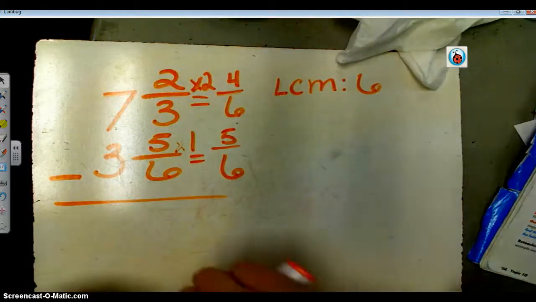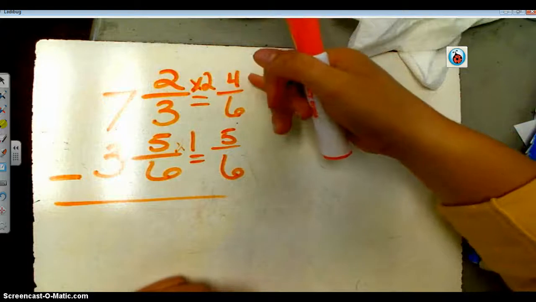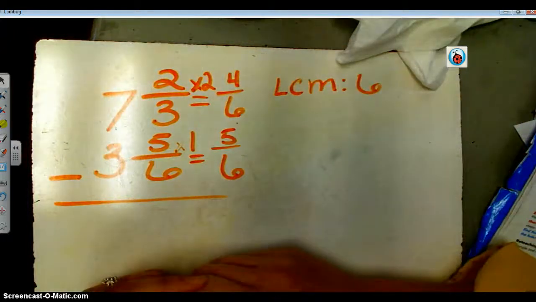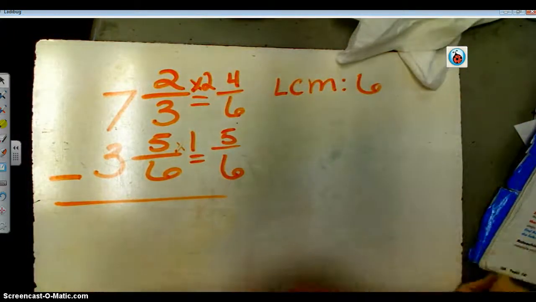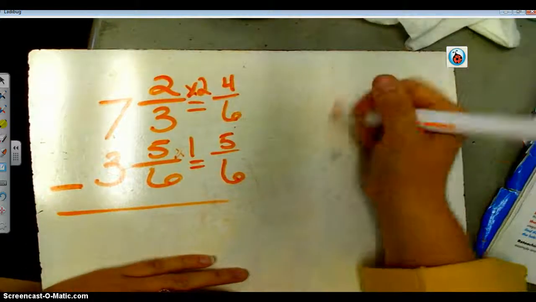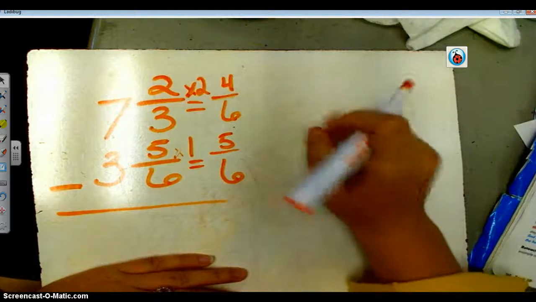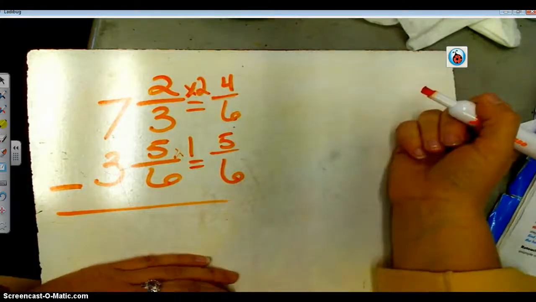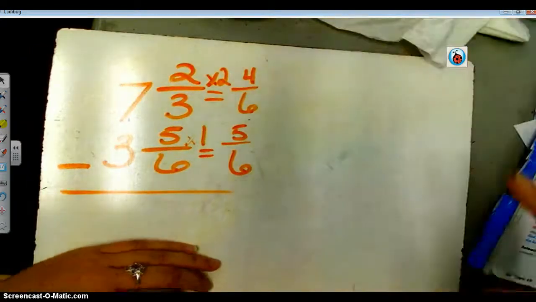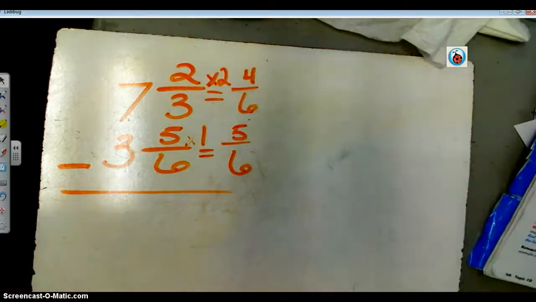And then you have to take 4 minus 5. Can I subtract? No. 4 minus 5, no. Switch them around? I can't. So what do I have to do? Switch them around. So now I'm going to have, wait a second. It's 1/6. 4 and 1/6.